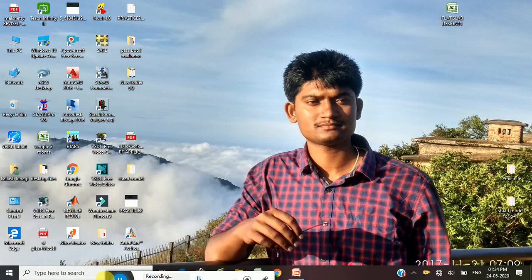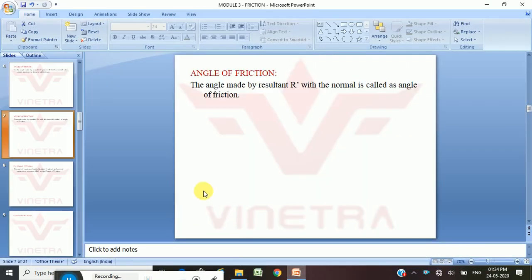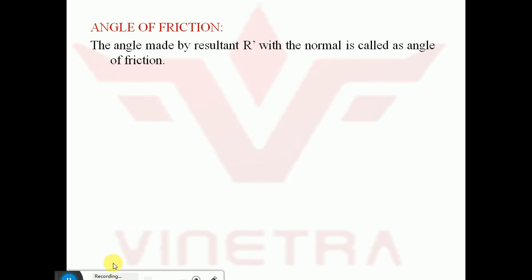So in this session we will see angle of friction, coefficient of friction and cone of friction. We shall see these three topics in this session. So what is this angle of friction?